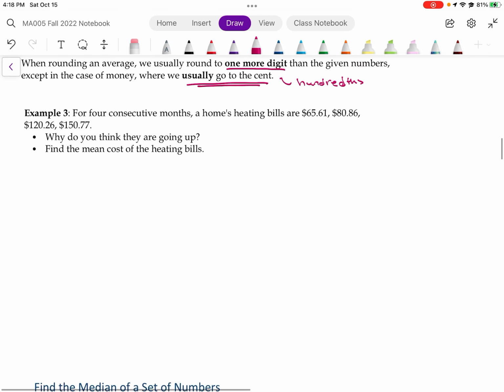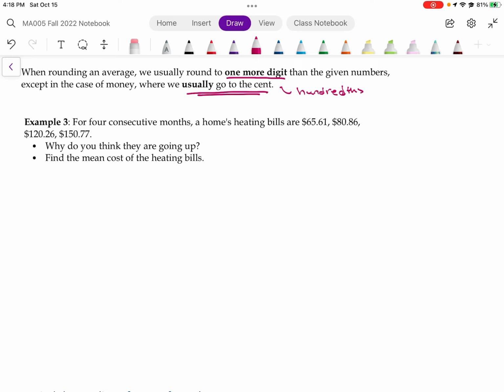All right, so example 3. For 4 consecutive months, a home's heating bills are listed here. First, why do you think they're going up? They're consecutive, so why are they going up? Well, probably it's fall, like it is right now while I'm teaching this in class, and the temperature is going down, so the heating bills go up.